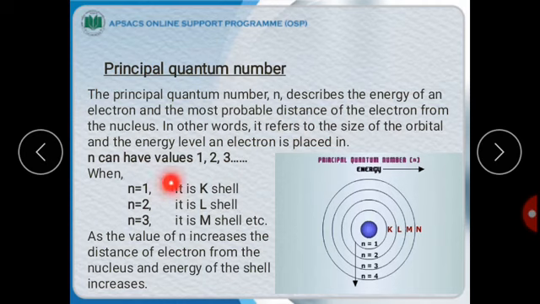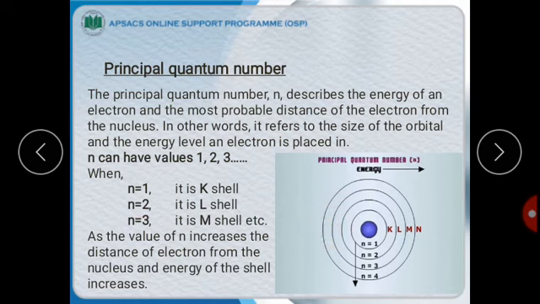N can have values 1, 2, 3. When N is equal to 1, it is K shell. When N is equal to 2, it is L shell. When N is equal to 3, it is M shell, etc. As you see in this picture, when N is equal to 1, it is K shell. When N is equal to 2, it is L shell. When N is equal to 3, it is M shell. And when N is equal to 4, it is N shell.